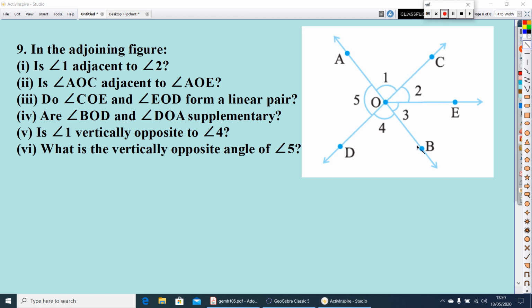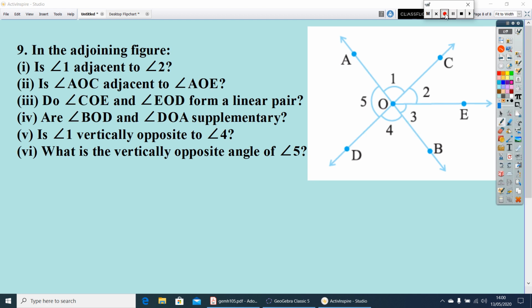Next, are angle BOD and angle DOA supplementary? Supplementary means the sum of the angles is equal to 180 degrees. You know OB and OA are opposite rays, so this sum will be 180 degrees, so we can say both angles are supplementary. Now is angle 1 vertically opposite to angle 4? Here see angle 1 and angle 4, they are vertically opposite.